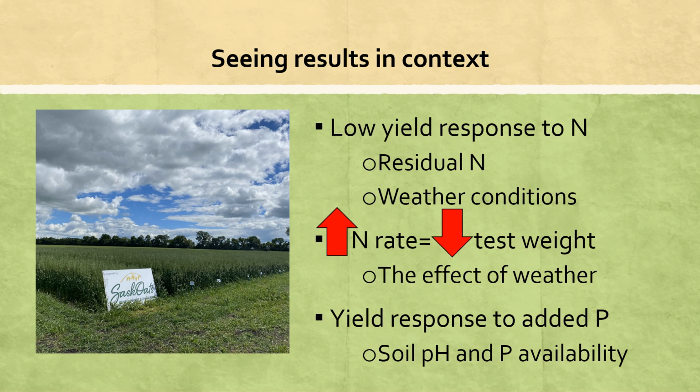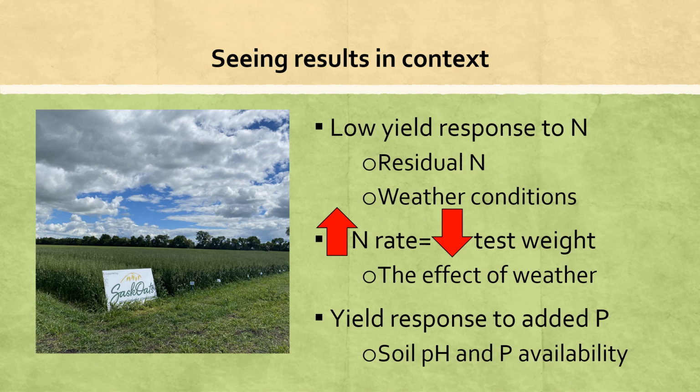And so for this, I'll be using for comparison a 2019 demonstration that was conducted at Yorkton, Indian Head, and Melfort, and also a demonstration at Yorkton in 2020. So in our demo in 2022, we saw a relatively low yield response to added nitrogen. And why might this have been? First off is potentially the higher than normal residual soil nitrogen that we had. And a main influence on this was the 2021 drought.